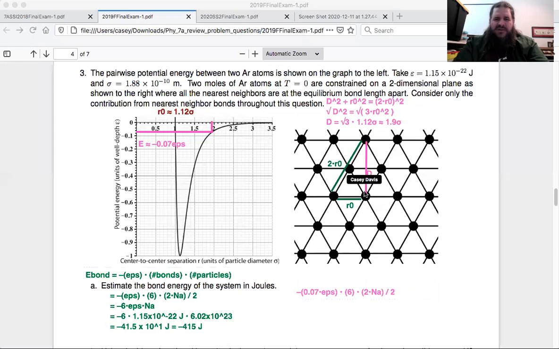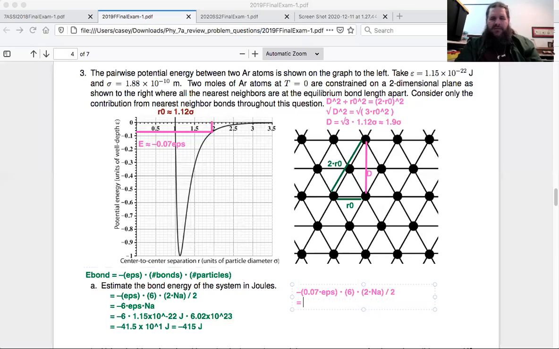And each particle has 6 second nearest neighbors going out in the hexagonal grid. There are 2 moles of those particles. And this approach still double counts. If we say this particle has 6 second nearest neighbors, and this particle also has 6 second nearest neighbors, we've counted one of those twice. So this would be the bond energy contribution caused by just the second nearest neighbor bonds.